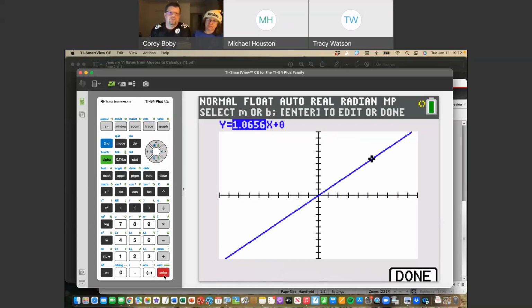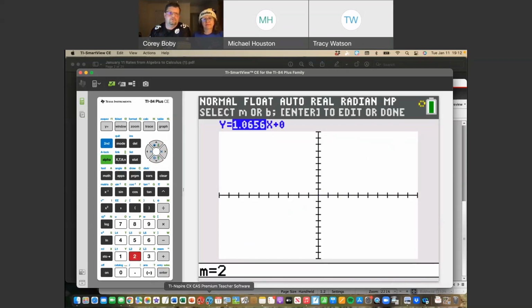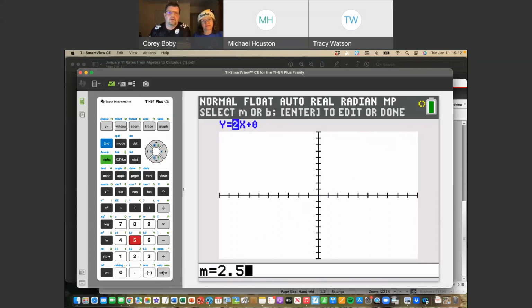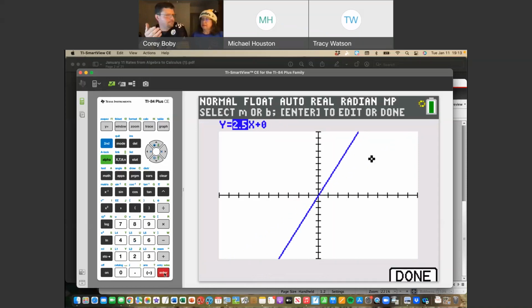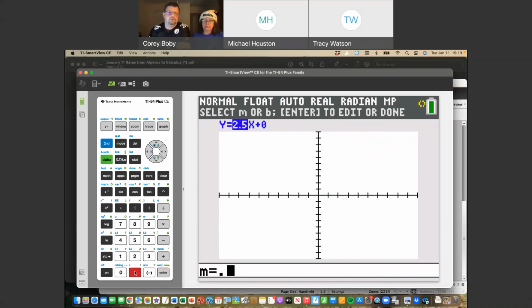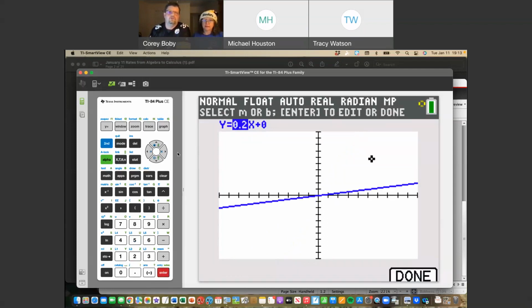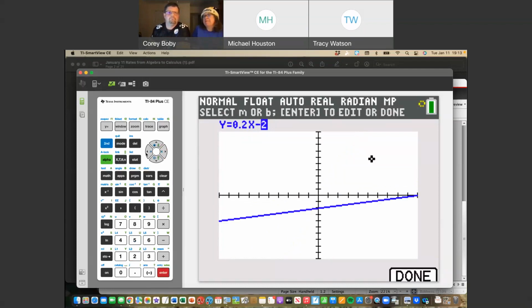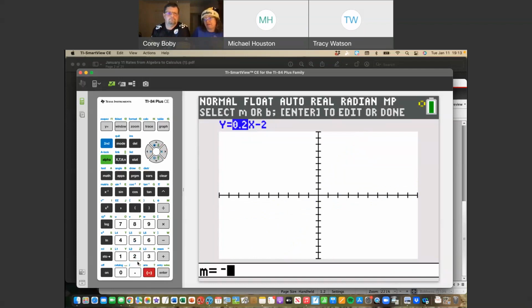But I can now change that number. I can change this number, the slope number, to 2. I can change that slope number to 2.5. And I can keep changing that number to change the slope. I could change it to 0.2, and so on. And I can also arrow over and change the y-intercept. But if you're just investigating slope, the idea is to get them to try different numbers for m and see what it does to the picture, the rising and the falling of the line.